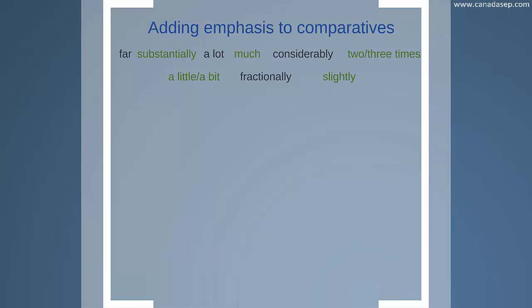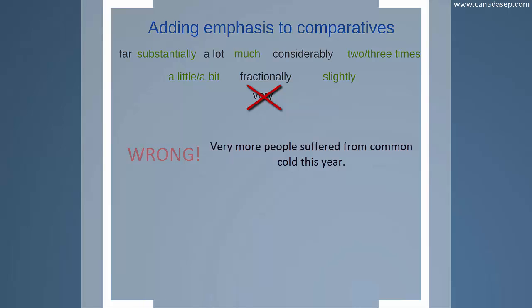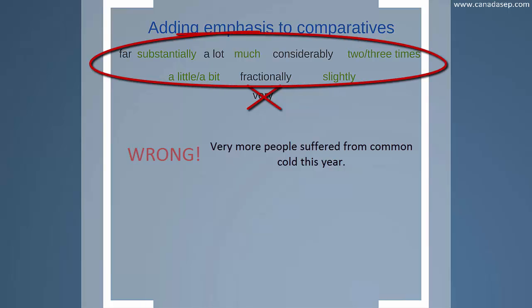Well done so far. Finally, we have a modifier which is not used in comparatives. The word is very. Unfortunately, it is a very common mistake. But please remember that very is not used with comparatives, and you cannot say, very more people suffered from common cold this year. Instead, you could use one of these.